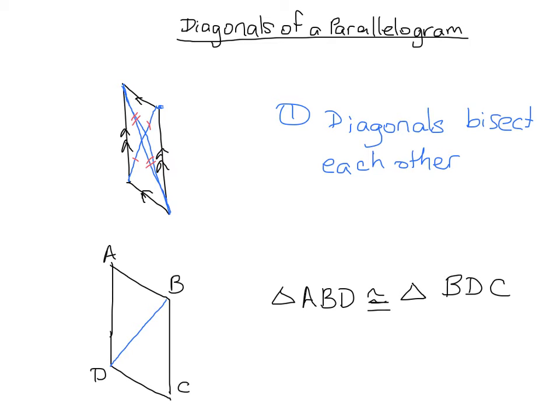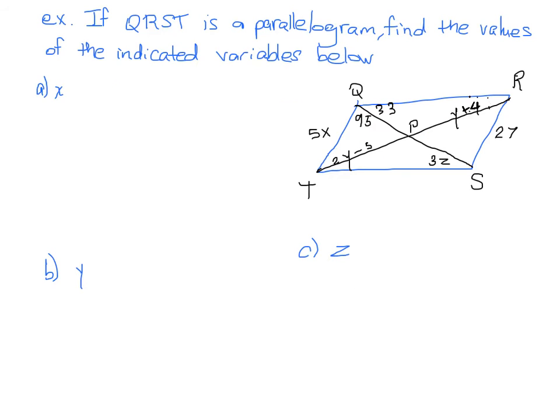So, one thing you can do if you know something is a parallelogram, you can definitely figure out angles based on that fact, or you can go backwards and figure out if something is a parallelogram if there are two congruent triangles. All right, let's practice working with diagonals of our parallelogram for just a moment.